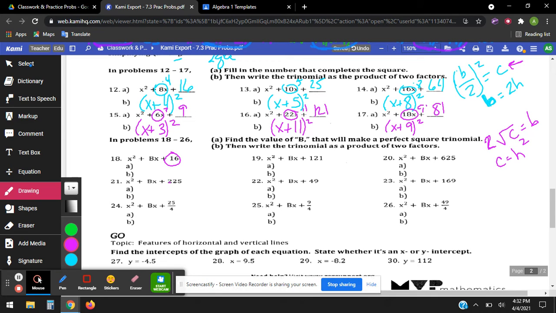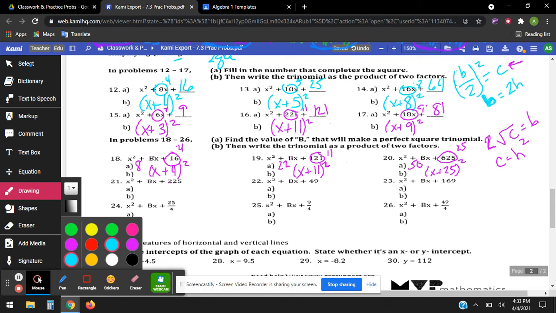So first, square root of 4. 4 times 2 is 8. So my B equals 8. But then my equation is using that 4 because 4 squared is 16. All right, 121 square root is 11. 11 times 2 is 22. But my equation uses the 11. All right, 625 square root is 25. So 25 times 2 is 50 to get my B. But my equation uses the 25 in there.